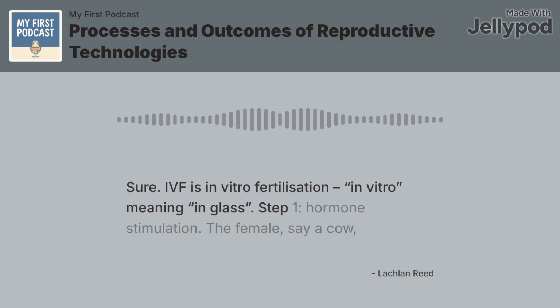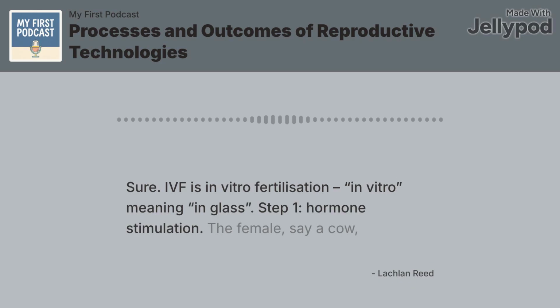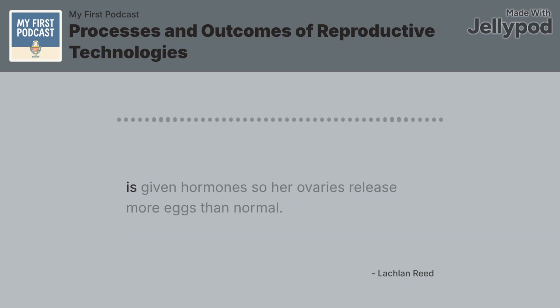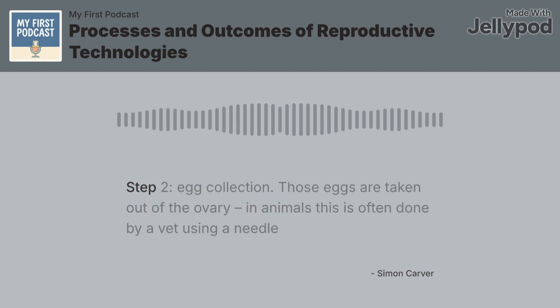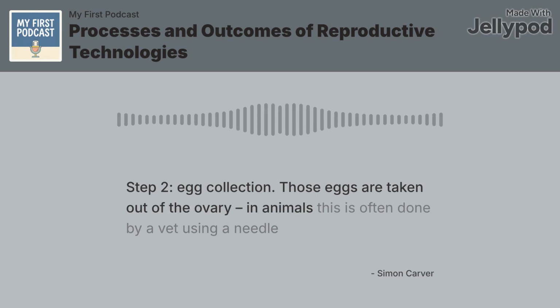Step 1. Hormone stimulation. The female, say a cow, is given hormones so her ovaries release more eggs than normal. Step 2. Egg collection. Those eggs are taken out of the ovary. In animals, this is often done by a vet using a needle guided by ultrasound.